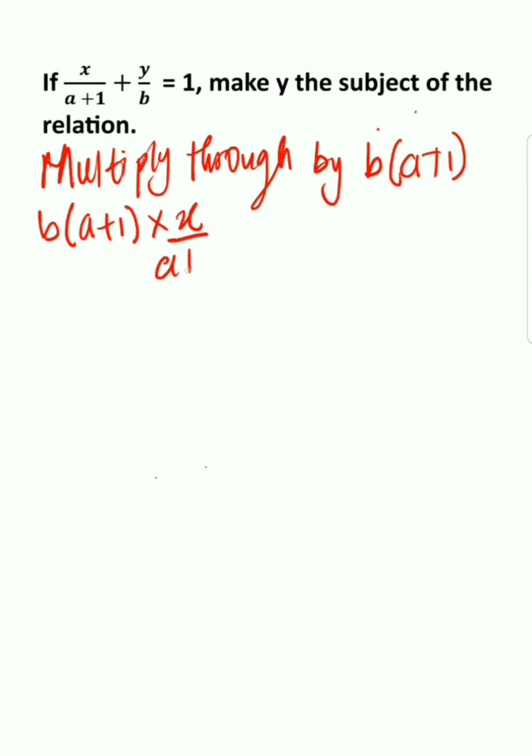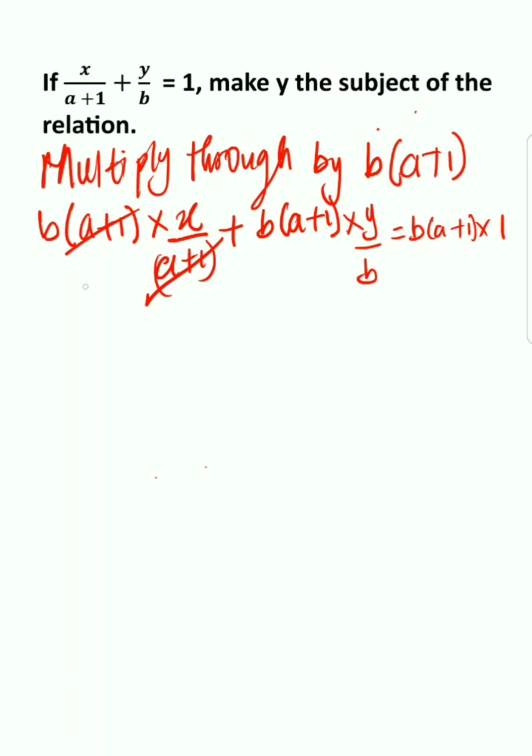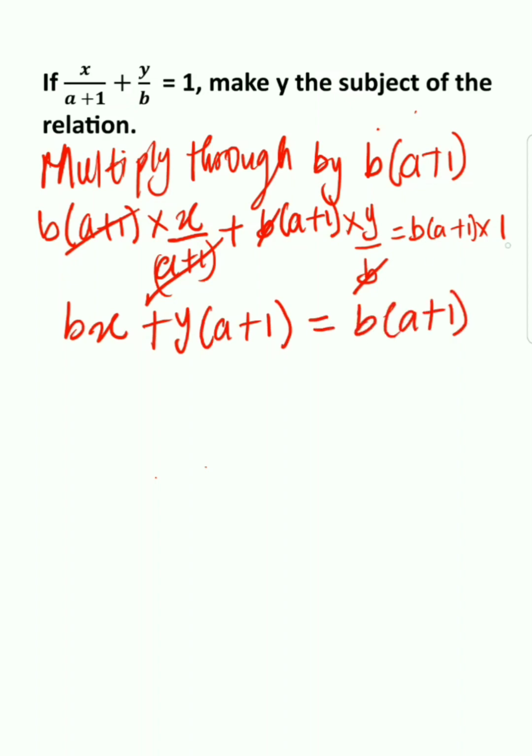x over (a + 1) plus b into (a + 1) times y over b equals b into (a + 1) times 1. So a + 1 cancels out a + 1. What we have left is b times x, that's bx. b cancels out b, and what we have left is y times (a + 1) equals b into (a + 1). Whatever is multiplied by 1, you retain that thing back.